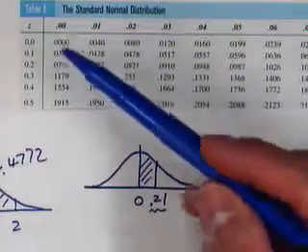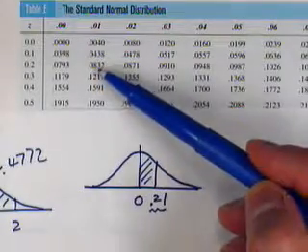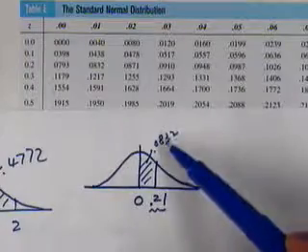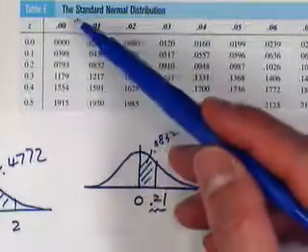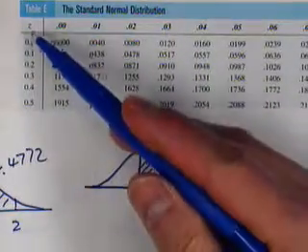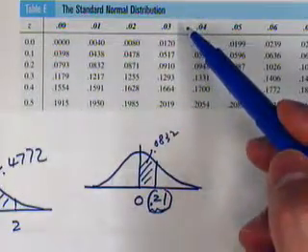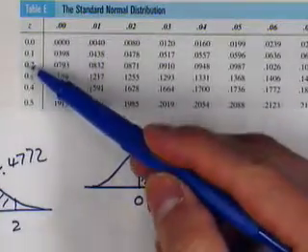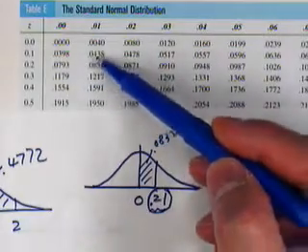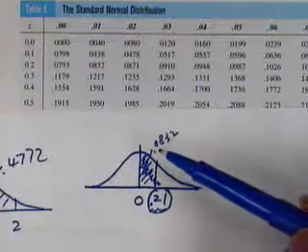You come to your table, z is 0.21, second decimal place 1, that's 0.0832. That means this area is 0.0832. Combine this column and this row, and you have that z-score. This gives you the reference for the z-score up to the first decimal place. This gives you the reference up to the second decimal place. For 0.21, that's 0.2, and the second decimal place is 1. So the area, this 0.0832, is this area here. That's how we use this table.